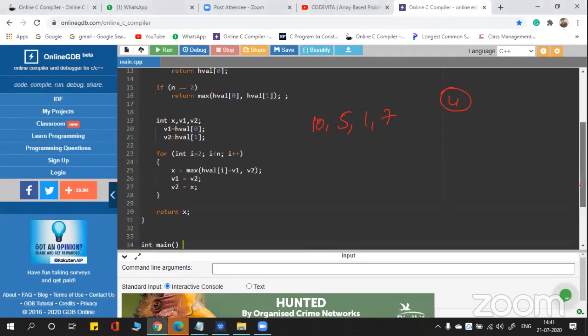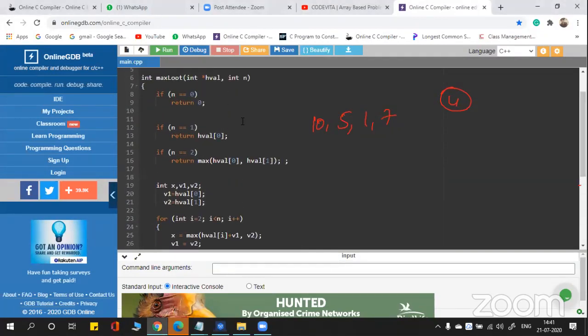If there are zero houses, return zero. If there is only one house, just return 10. If there are two houses, return the maximum of 10 and 5. If there are three houses, then what we took yesterday: the first one as V1, so V1 is equal to H of value, and V2 is equal to H of value of 1. Yes, that is what we did.